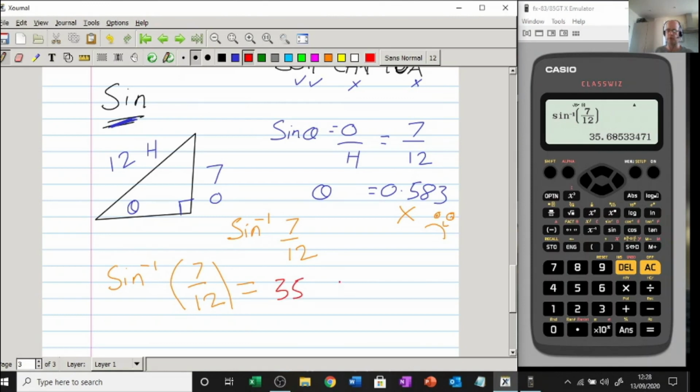35 point, what should we say? Well, 35.68, 35.7. You could even go to 36 if you want to. But that's the angle in here, 35 and a bit.